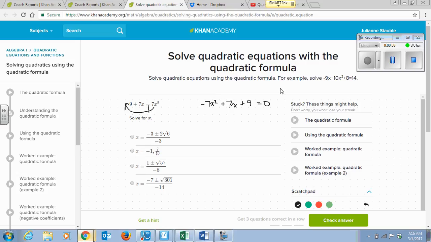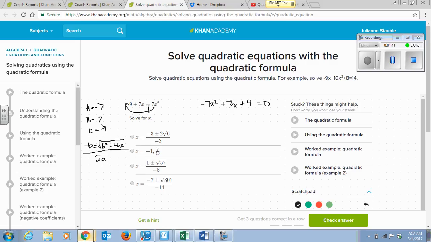Remember, your formula is ax squared plus bx plus c. So now we just need to fill everything in. So A is negative 7. B is positive 7. And C is 9. Okay, so my formula again is negative b plus or minus the square root of b squared minus 4ac, and all of this is over 2a.